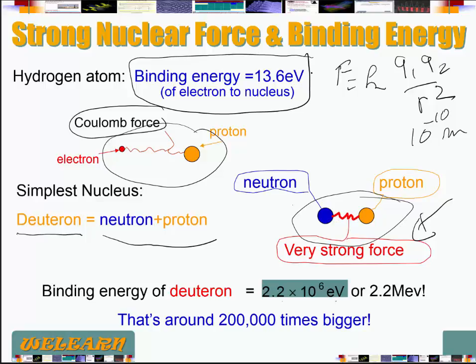Now look at the difference here. We are going from 13 electron volts to 2.2 times 10 to the 6. That's about 200,000 times bigger. So the binding energy of the nucleus is much bigger than the binding energy of an atom.